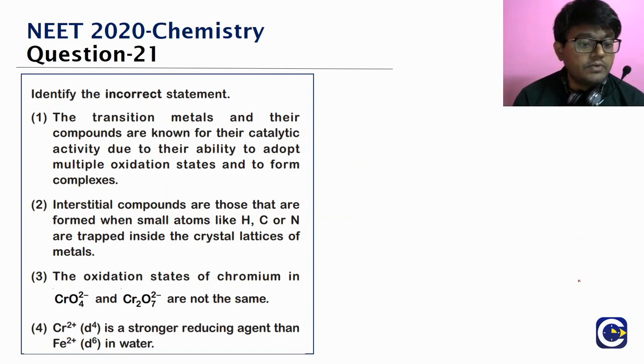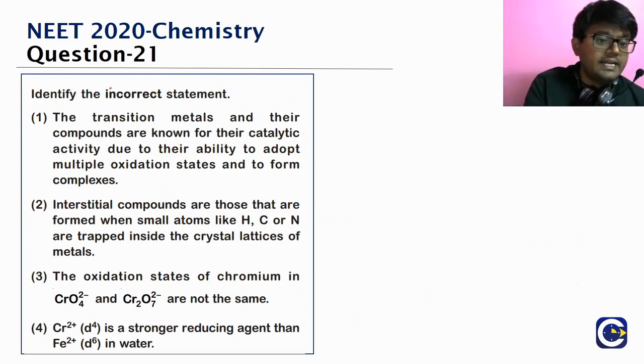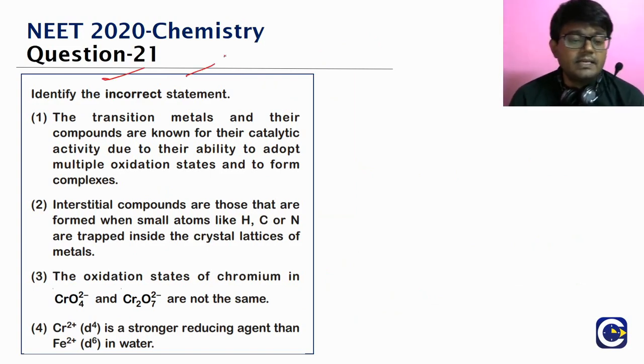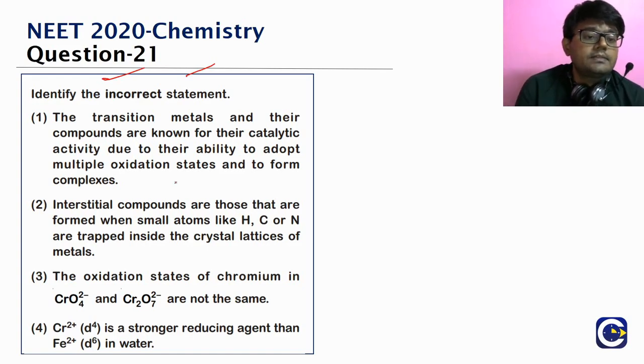We'll move on to question number 21. This is a question based on the D and F block elements chapter. So we have to find what is the incorrect statement. We have to find out the incorrect statement. Okay, so look at this statement. Here we have to read all the statements and then we will be able to tell the answer.